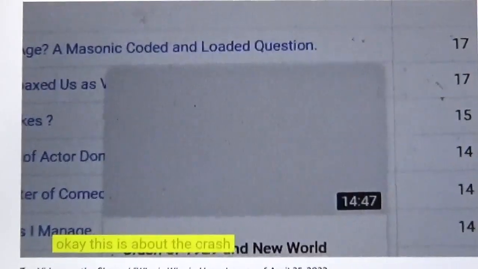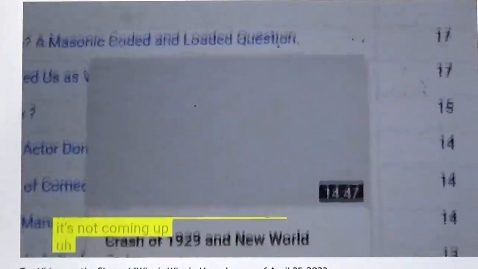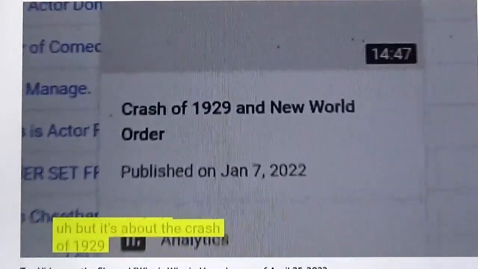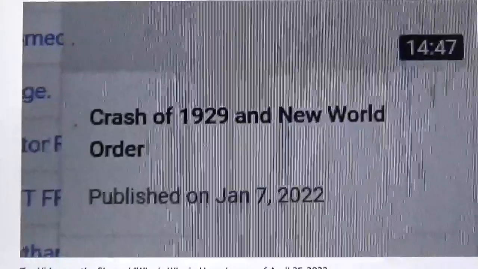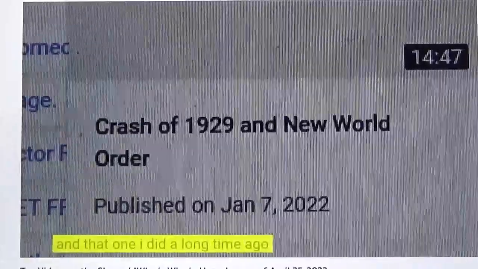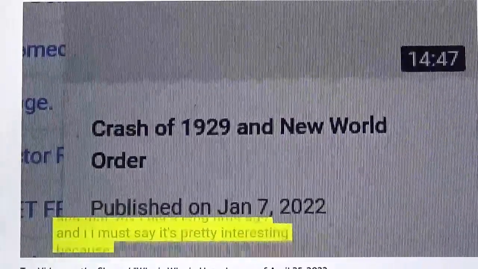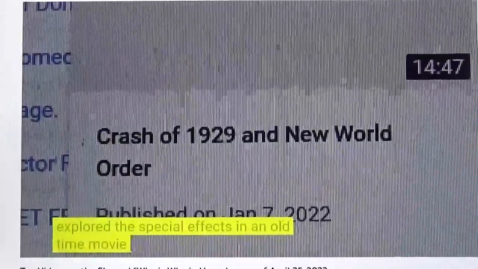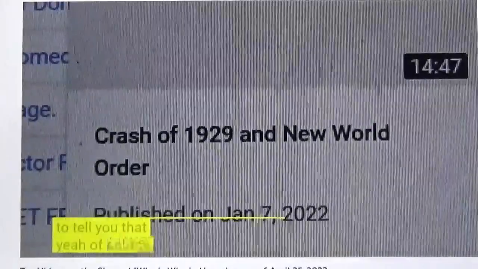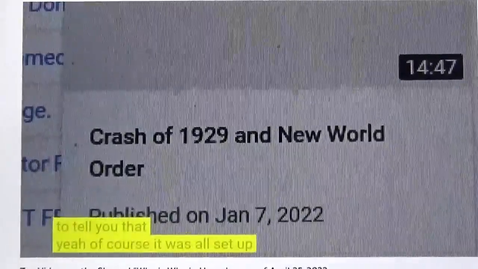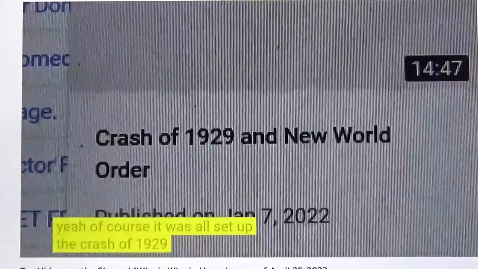Okay, this is about the crash of 1929. And that one I did a long time ago. And I must say it's pretty interesting because I explored the special effects in an old-time movie. And I believe that I decoded it trying to tell you that, yeah, of course, it was all set up. The crash of 1929.